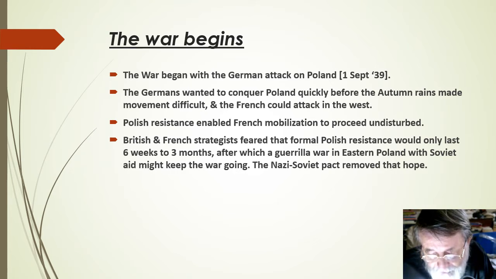British and French strategists hoped that protracted Polish resistance would delay concentration of the German armies in the west until the British Expeditionary Force was expanded and fully trained, but they feared that formal Polish resistance would only last 6 weeks to 3 months at the most, after which a guerrilla war in eastern Poland with Soviet aid might keep the war going. The Nazi-Soviet Pact, which was unknown, of course, initially to the French and British, removed that hope.